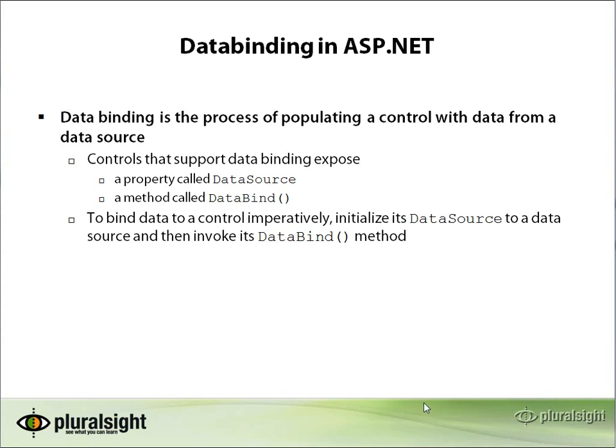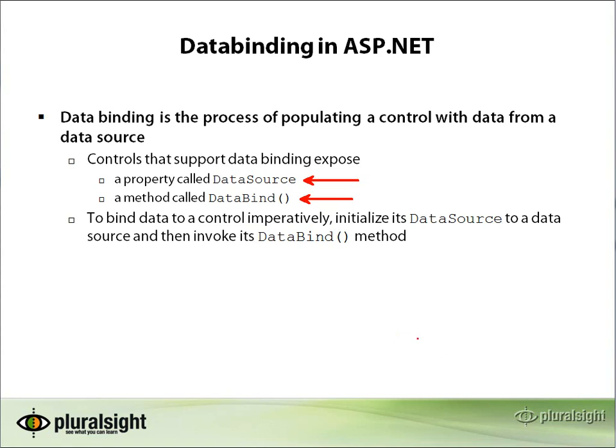Let's start here with a look at the process of binding data to controls in ASP.NET. At its core, it's pretty straightforward. Any control that supports data binding needs to have two features. One is a property called data source. So it must have a public property called data source, which accepts any object, although it typically is going to be an enumerable collection of something. And then it needs to define a method called data bind.